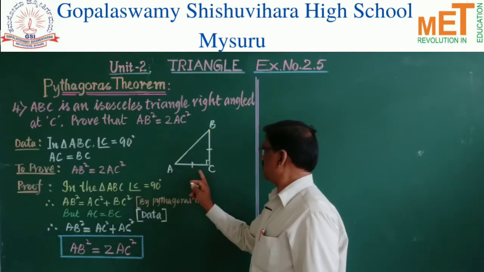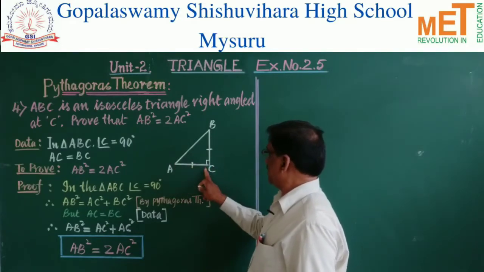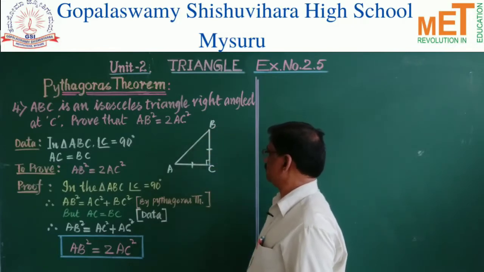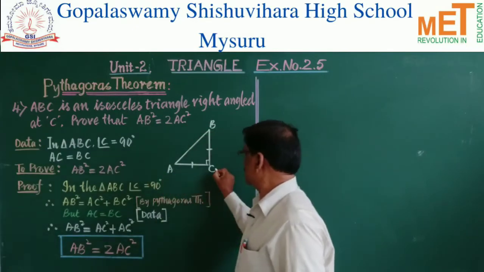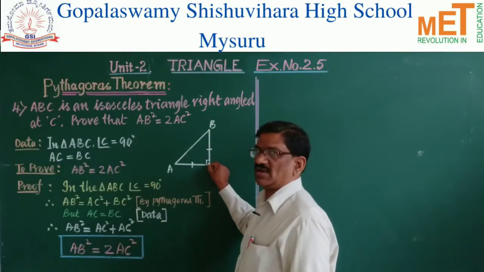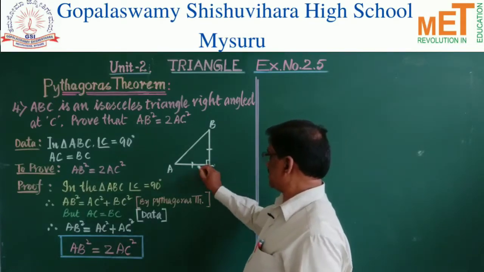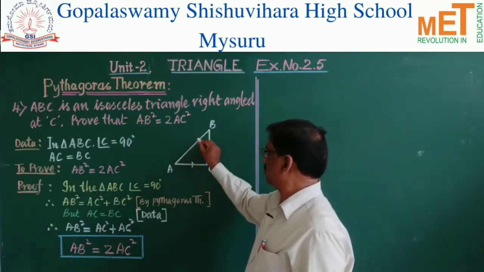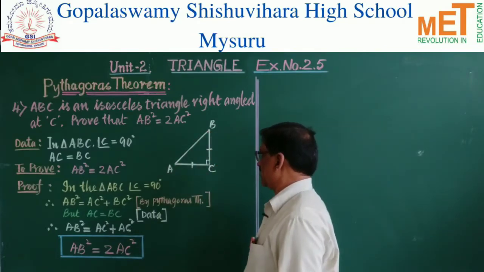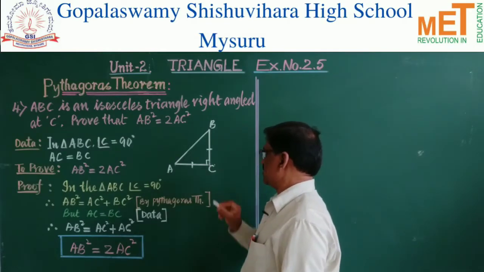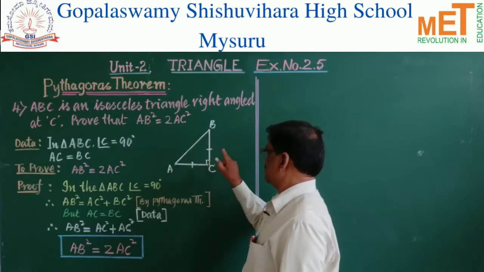Here is a triangle ABC in which AC is equal to BC. Because it is right angled at C, that means C should be the right angled vertex, that is 90 degree. Clear, children? So if that is the case, A and B are the other two vertices. So ABC is a right angled triangle with C as the right angled vertex, in which AC is equal to BC. Clear, children?